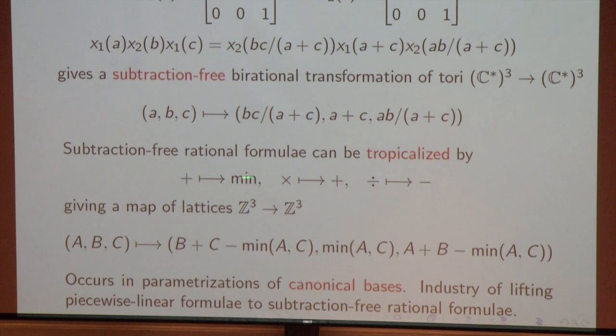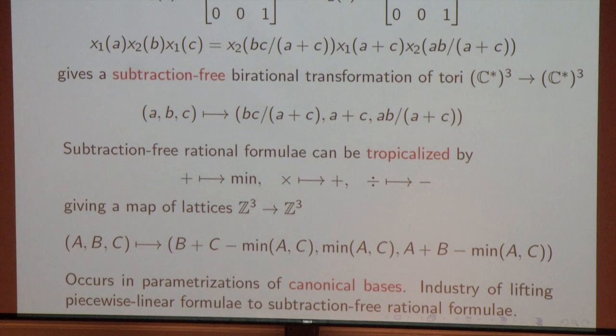Sometimes it's convenient to think of this lattice, Z cubed, as the lattice of characters of this torus. So here the rational function is bc over a plus c. And b times c is replaced by b plus c. You divide by a plus c, so you subtract the minimum of a comma c. In fact, this map also has the property that it sends positive vectors in Z cubed, so the non-negative orthant, to the non-negative orthant.